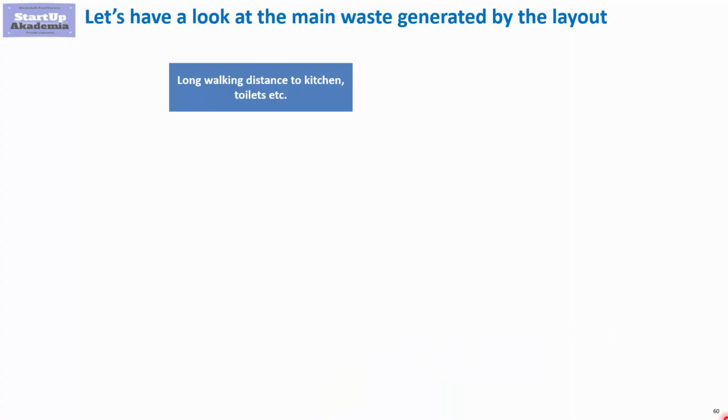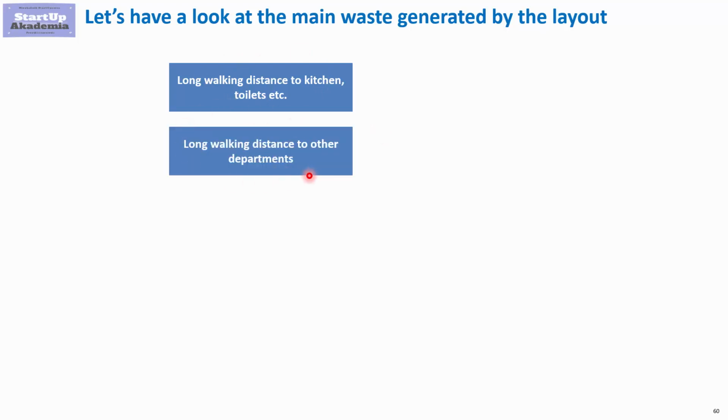So first of all, if you don't organize the space properly, you will have long walking distances to the kitchen, toilets, and similar places that people go often to. Another related thing is long walking distance to other departments. So if you have two departments cooperating with each other on daily basis and you put them in two different places, they will end up wasting a lot of time on simply walking between departments.